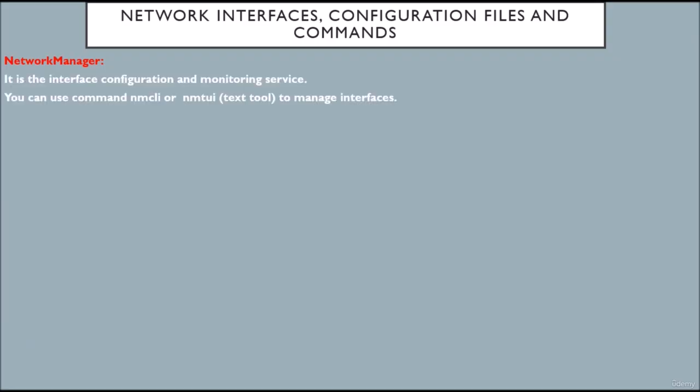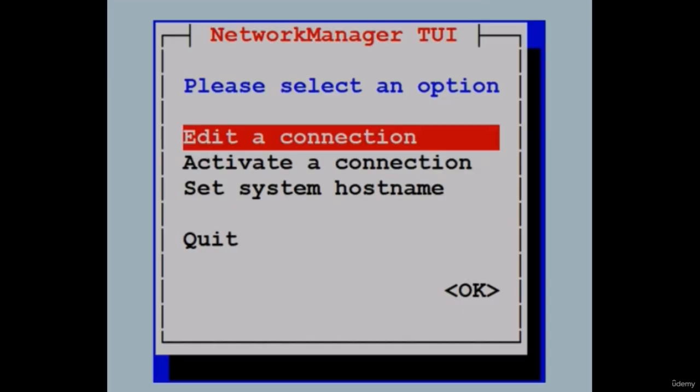NetworkManager is the interface configuration and monitoring service. You can use the command nmcli or nmtui, the text tool, to manage interfaces. For example, you can use nmtui to edit an interface or change your hostname by just running the nmtui command. And once you run it, this is what you will get. This is where you can go and edit a connection or activate a connection. So let me bring that up, run it, see what it looks like and what it can do for you.